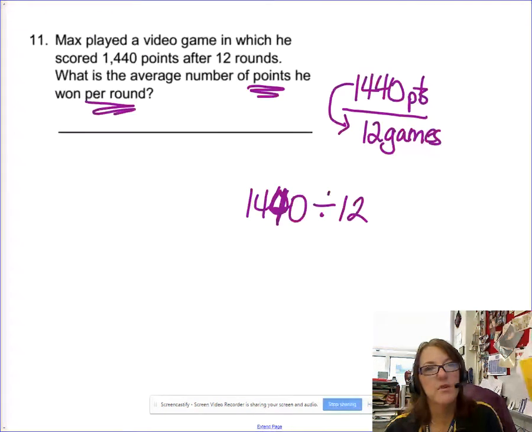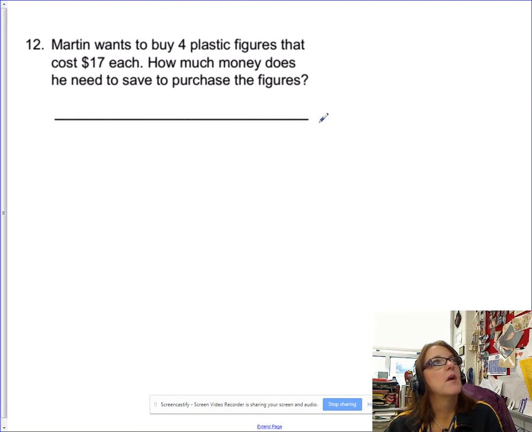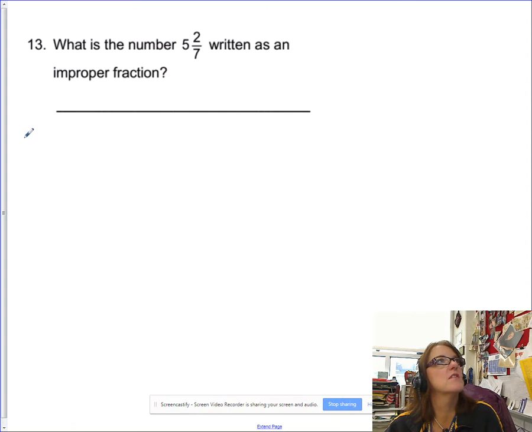Okay? Label your answer. Martin is buying 4 plastic figures that cost $17 each. How much money does he need to save? So you have 4 of these. Each one is $17. You're looking for the total. You decide which way you want to approach it. Okay? It's similar to some of your other questions.